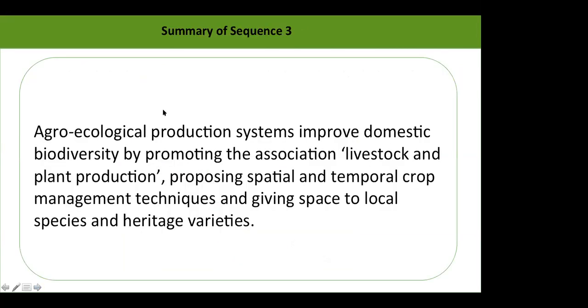The summary of what we've been talking about is that agroecological production systems improve domestic biodiversity by promoting the association of livestock and plant production, proposing spatial and temporal crop management techniques and giving space to local species and heritage species. What we are saying in essence is that when we judiciously embark on what we have discussed, starting from our agricultural practices to measurement of biodiversity on our farm, you will have promoted domestic biodiversity.